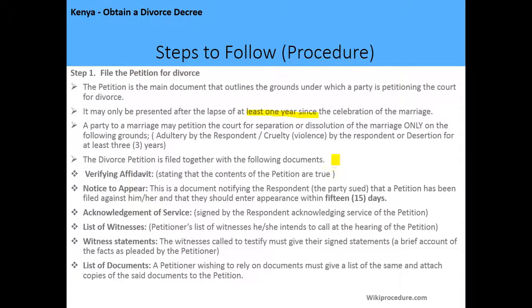A party to a marriage may petition the court for separation or dissolution of marriage only on the following grounds: adultery by the respondent, cruelty, or desertion for at least 3 years. So the divorce petition is filed together with the following documents: verifying affidavit, notice to appear, acknowledgement of service, list of witness statements, and list of procedures.